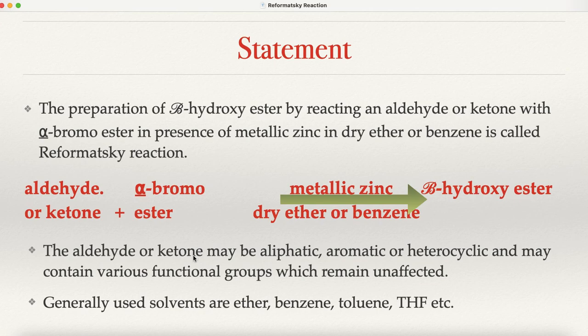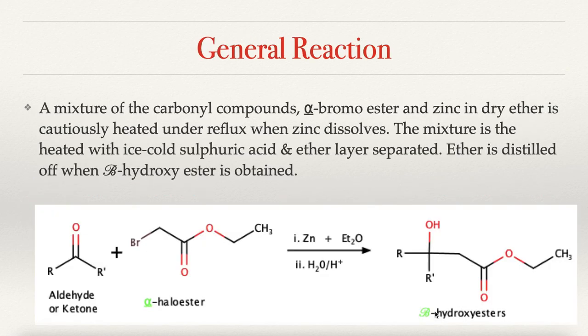The aldehyde or ketone may be aliphatic, aromatic or heterocyclic and may contain various functional groups which remain unaffected during the Reformatsky reaction. The generally used solvents in the Reformatsky reaction are ether, benzene, toluene, THF, etc. Zinc may be activated by adding traces of iodine, mercury bromide or copper powder. Let us see the general reaction.